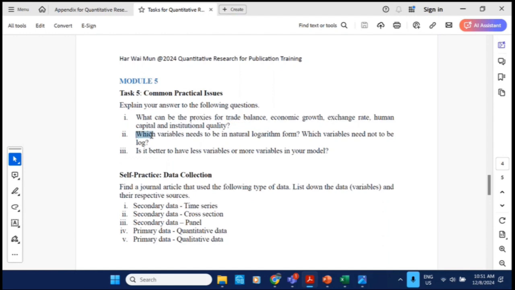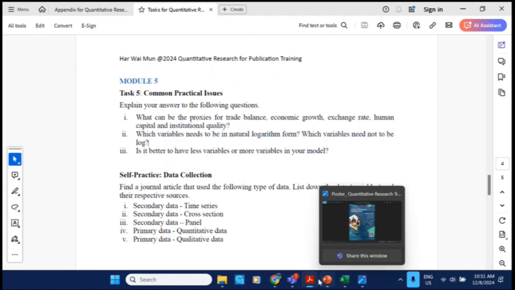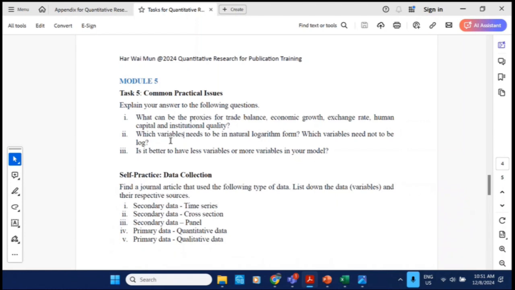Then which variable needs natural logarithm form? Which variable does not need it? Maybe you can ask some of the respondents. Which variable needs to be logged? In regression, we sometimes need to log variables, right? Why do we need to log it?